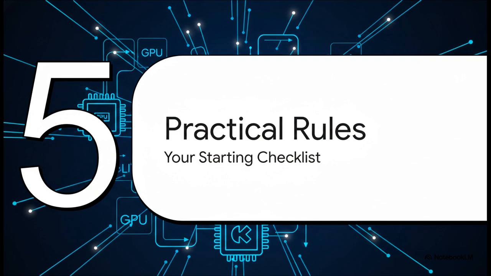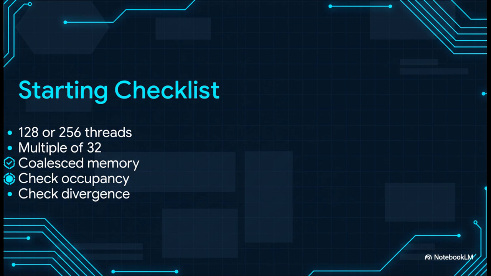And finally, Section 5, Practical Rules to Start. Okay, let's tie it all together into a workflow you can use on your very first kernel. Here is your go-to checklist before you start wildly guessing. 1. Stick to 128 or 256 threads per block. 2. Always ensure your block size is a multiple of 32. 3. Prioritize contiguous memory. 4. Grab a profiler like Nsight Compute to actually check your occupancy. And 5. Keep an eye on your warp execution efficiency to spot divergence.